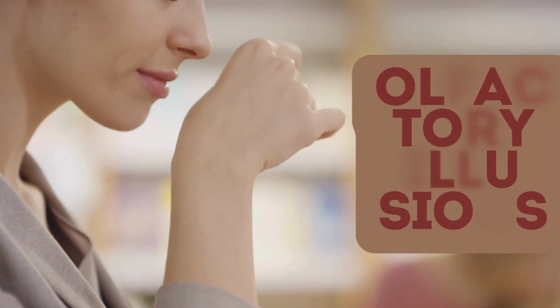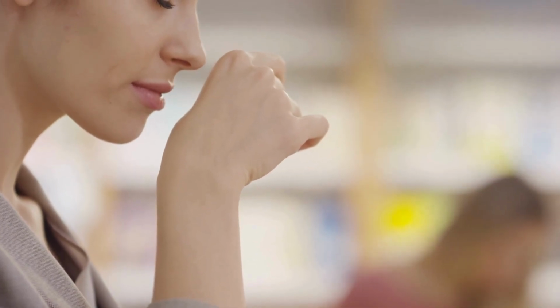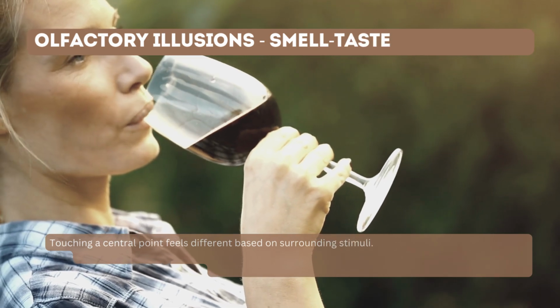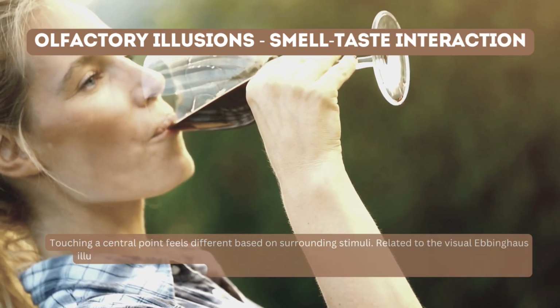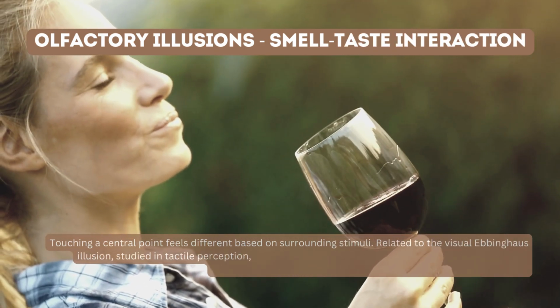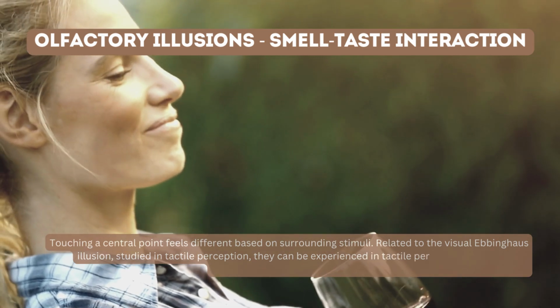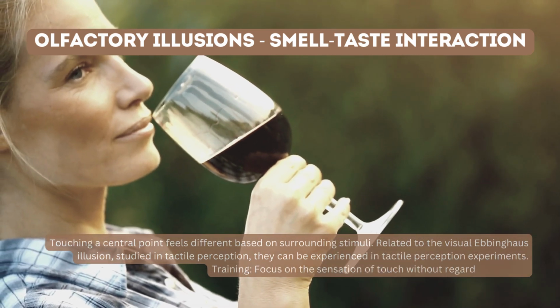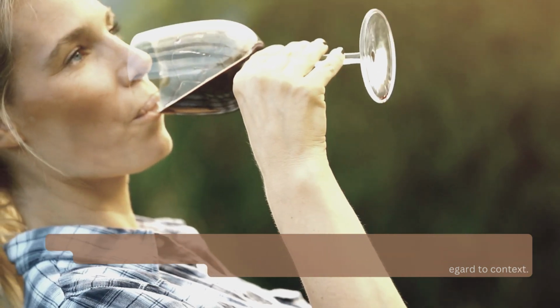Olfactory illusions. Smell-taste interaction. Smell can enhance or alter taste perception. For example, strawberry versus banana flavors. Explored in food science and sensory studies, they are commonly experienced during eating and cooking. Training. Separate tasting from smelling to recognize their independent effects.